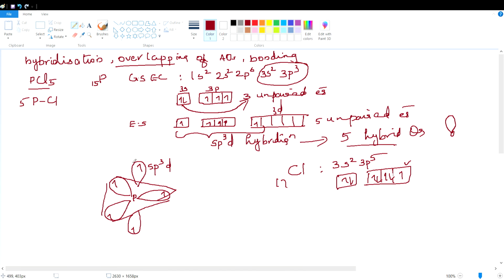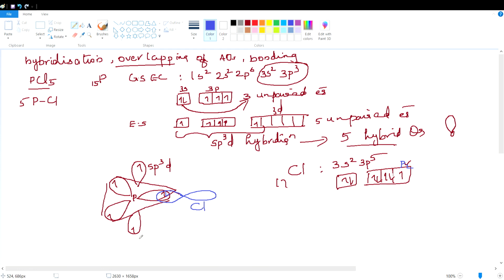There are 5 chlorine atoms, so each of the sp3d hybrid orbitals would overlap with the pz atomic orbital, which is also half filled, of a chlorine atom, resulting in sharing of electrons. That is, a bond is formed between phosphorus and chlorine. A sigma covalent bond is formed.